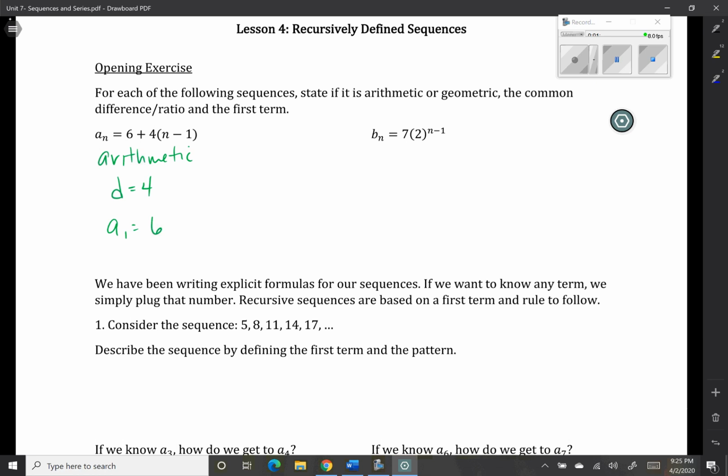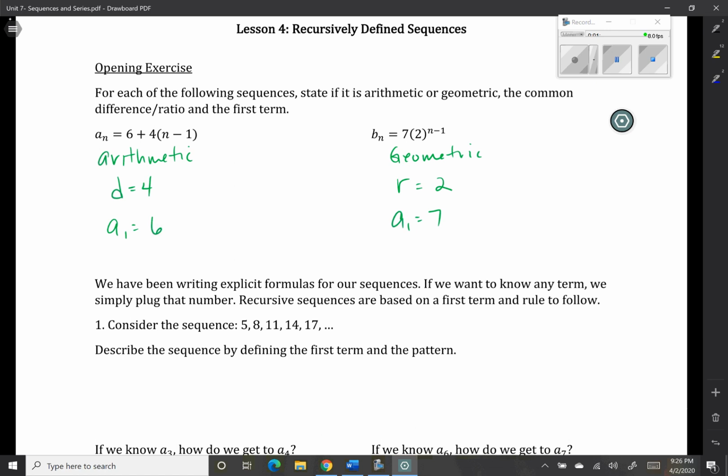The second example here, b sub n, is a geometric sequence. I know it's geometric because there's multiplication. The common ratio in this case is 2, and the first term is going to be 7. So essentially this opening exercise is just making sure that you know what the parts are of the explicit formulas. These are the 2 explicit formulas that we need to know how to use, the one for arithmetic and geometric.